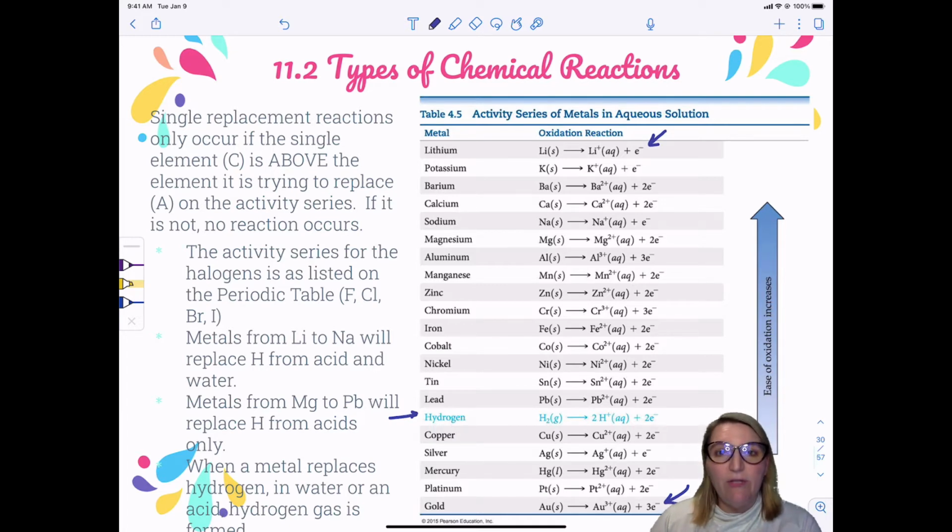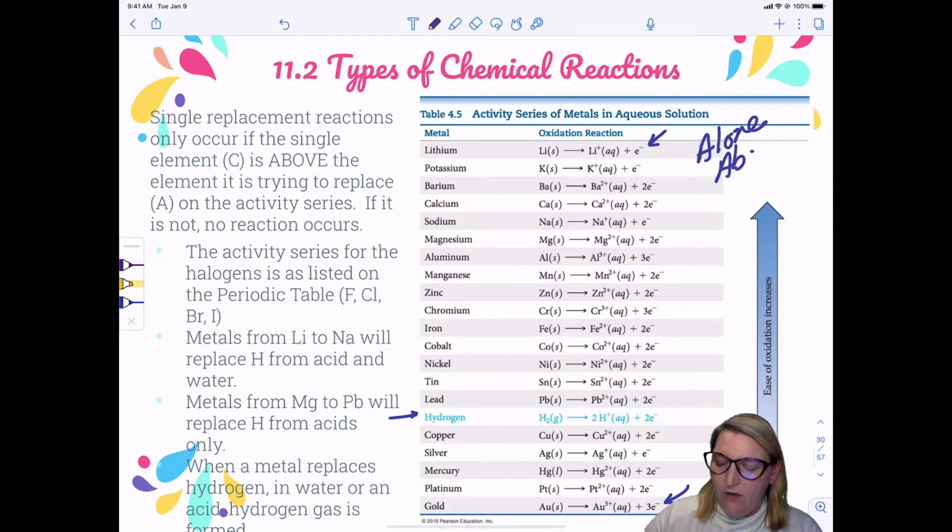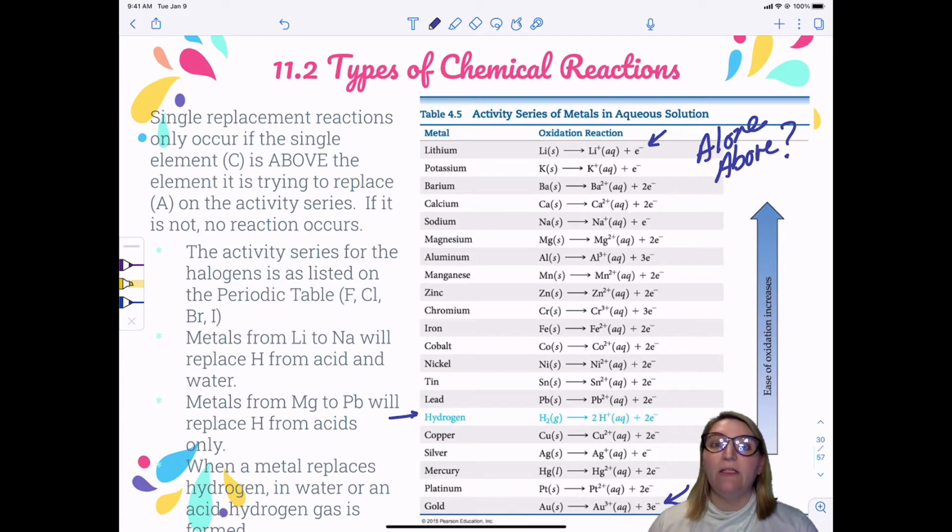So how do we use this? Basically, you need to remember: alone above. That's the question you're going to be asking yourself. When you look at a single replacement reaction, you identify which element is alone, meaning by itself, not in the compound. And then you ask yourself, is it above the other element that it's trying to replace? Remember, metals replace metals.